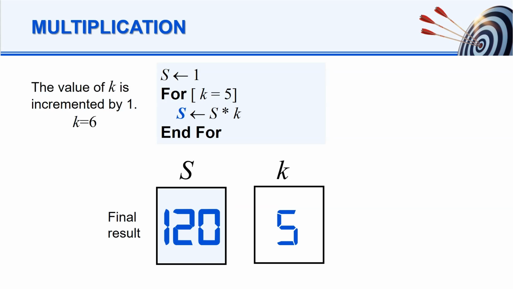As the iterator goes to the top, it is incremented by 1, yielding the value of 6. Since the iterator value becomes greater than 5, the loop is terminated, and s holds 5 factorial.